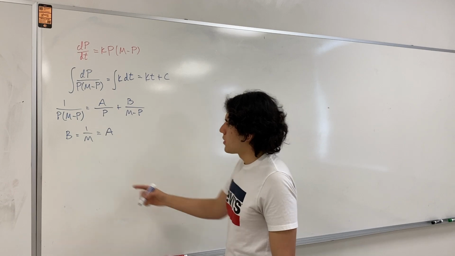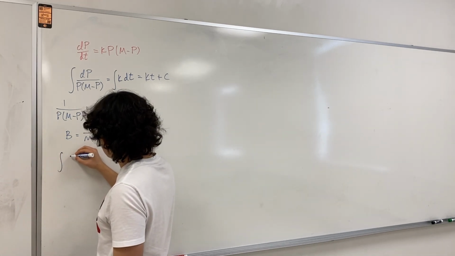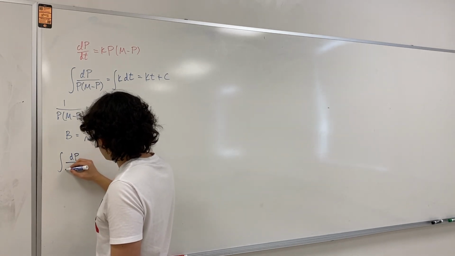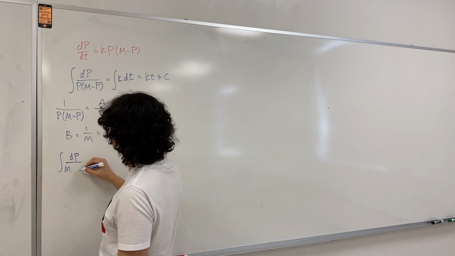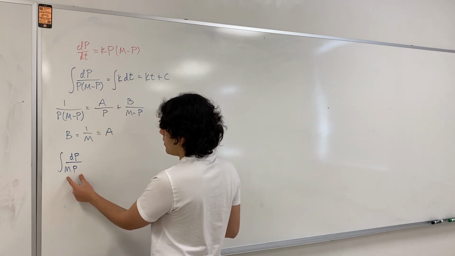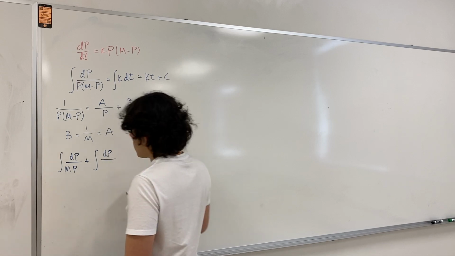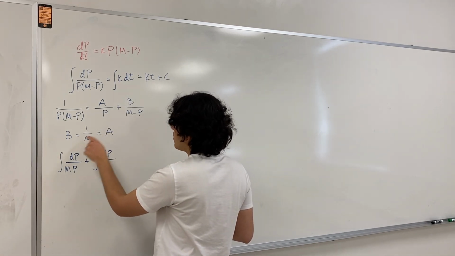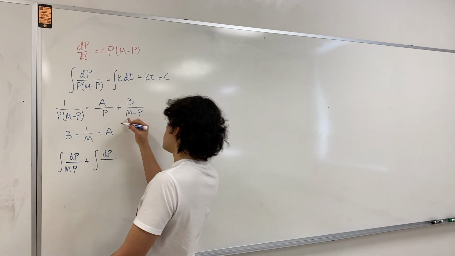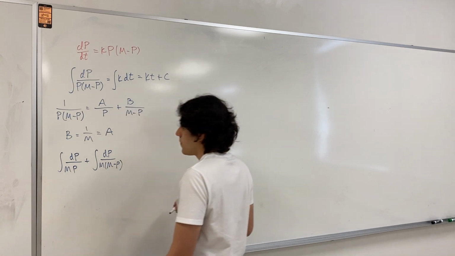Now, I'm going to continue down here. So we can write this integral like this. We can say we have the integral of, let's say, dP divided by M times P. So this part here is A over P, plus the integral of dP divided by, and now we have B. So that should be 1 over M times this amount, or actually M times this amount. So this is M times (M minus P), okay? This is what we have.